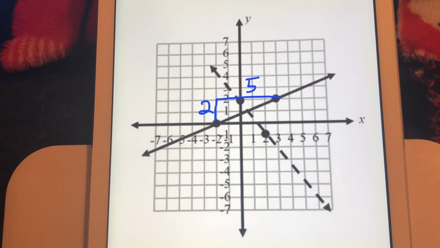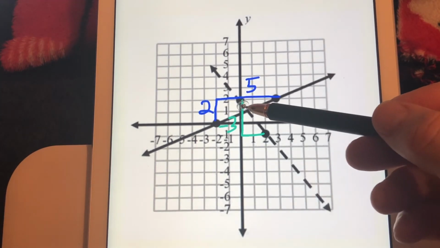All right. The dashed line, this line falls from left to right. So the slope here is going to be negative. It's the first time we've seen one of those here. So let's draw our triangle. Our vertical change, we're going down 3 units. We're going down 1, 2, 3.